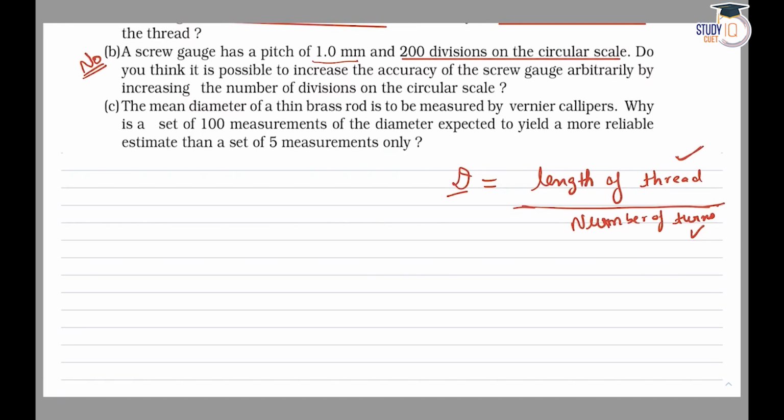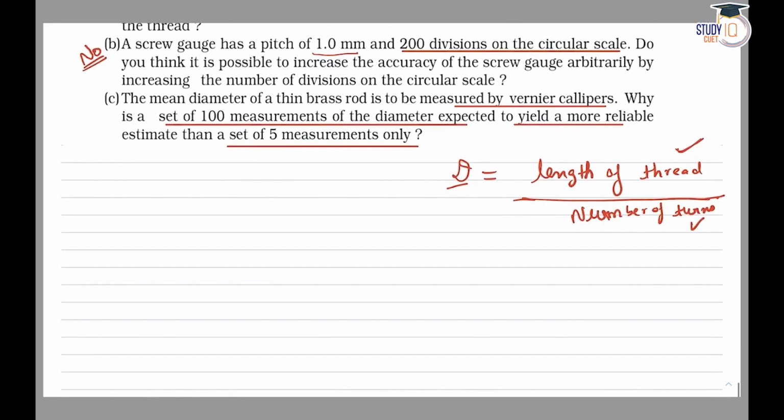The third part: the mean diameter of a thin brass rod is to be measured by a vernier caliper. Why is a set of 100 measurements of diameter expected to yield a more reliable estimate than a set of 5 measurements? As more experiments are added, in order to find the average value of error, by repeating the experiment an increasing number of times, the possibility of error or the percentage of error would decrease. So when the experiment is repeated n times, the probability of error or the percentage of error will reduce.